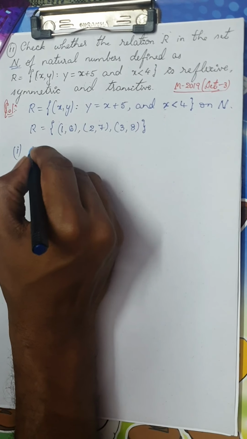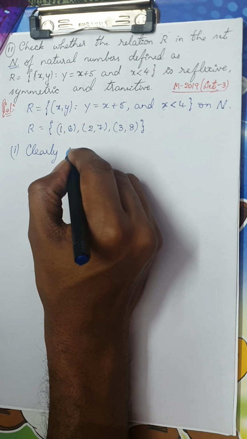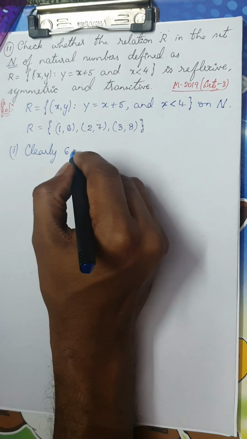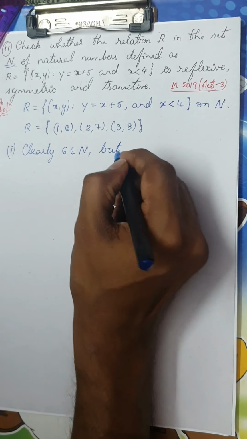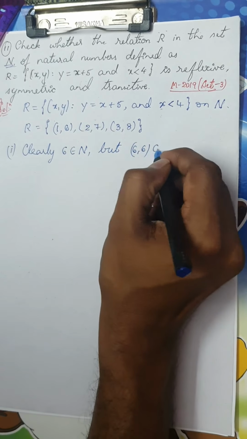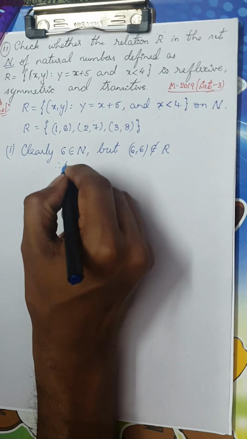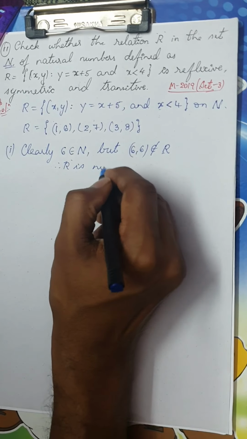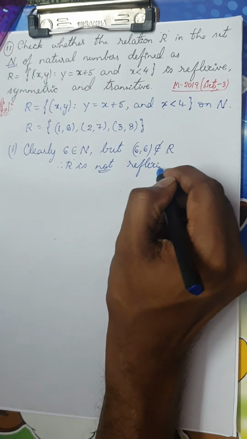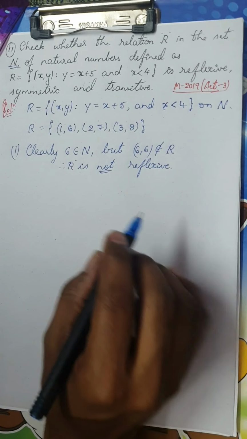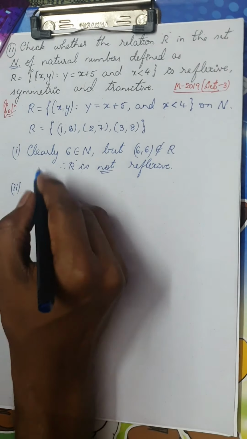First one, clearly, let me say 6. You can take any element. Clearly 6 belongs to N, but 6 comma 6 does not belong to R. Therefore, R is not reflexive. Is it clear? Afrin, are you following? Right.